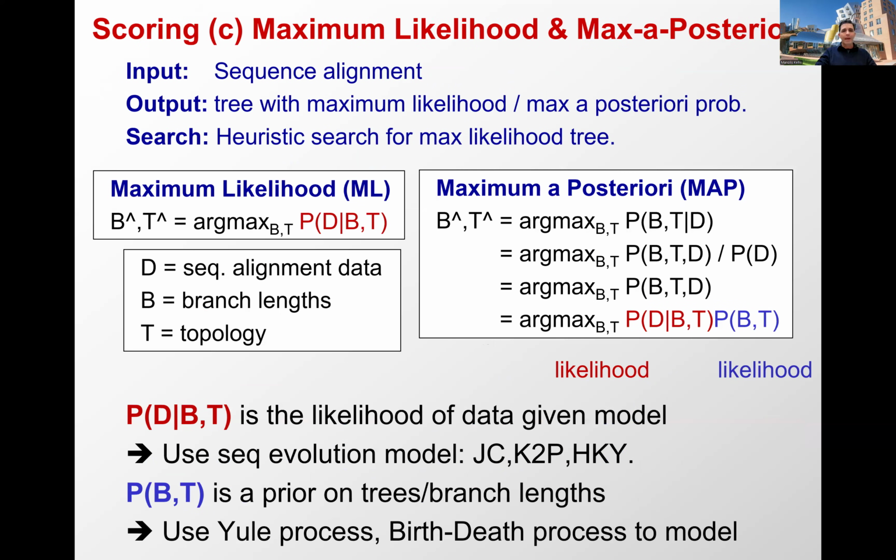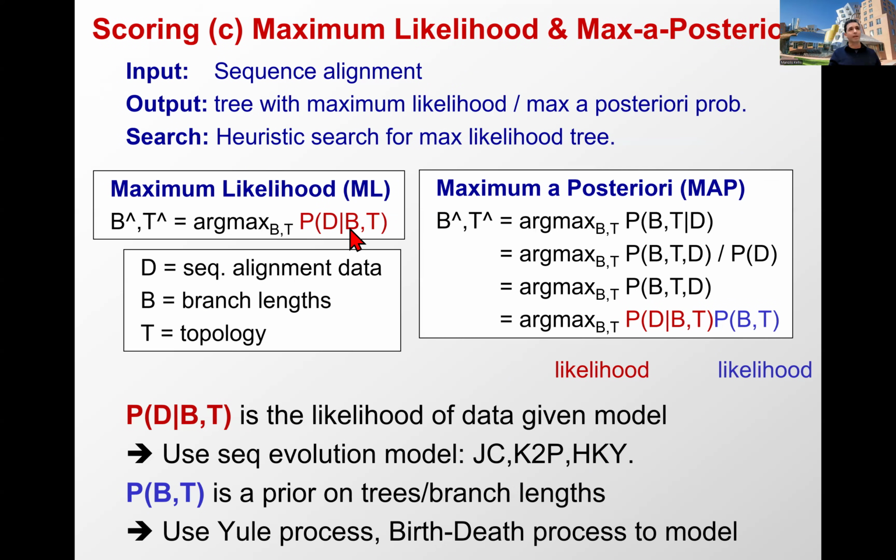We're going to build a generative model. And that generative model is going to have some kind of process through which it is generating trees. I can have a duplication loss process that generates the topology, and I have a mutational process that generates the actual sequences given the topology. That basically says that I will have some maximum likelihood interpretation of the sequence alignment data D given the branch lengths B and the topology T with which I am generating my sequences.